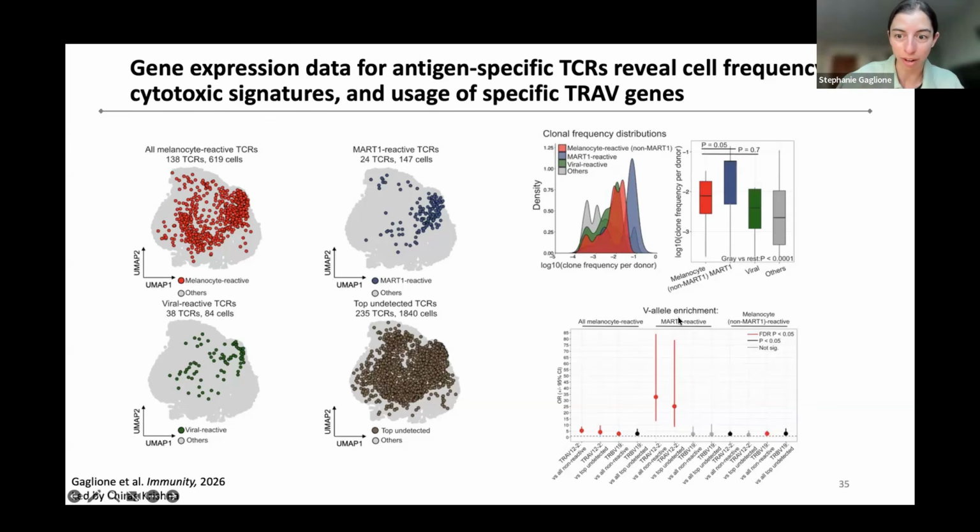Of course, MART1 reactive TCRs tend to be TRAV12-2 as their alpha allele, which aligned well with the data that we pulled out from these particular samples. And we also were able to link this back to some wonderful published signatures on melanoma from Kathy Wu's group.